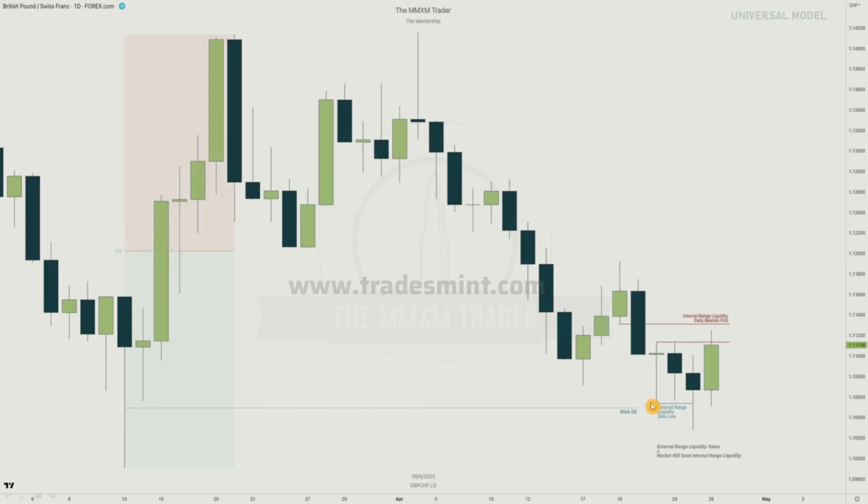So we can see this external range liquidity being purged over here. The CE of this wick has been hit, so we're quite deep into discount. So after that external range liquidity purge, where do we want to go? We want to go into internal range, right? So we've got this fair value gap as our draw on liquidity. Now our long-term perspective has been established.